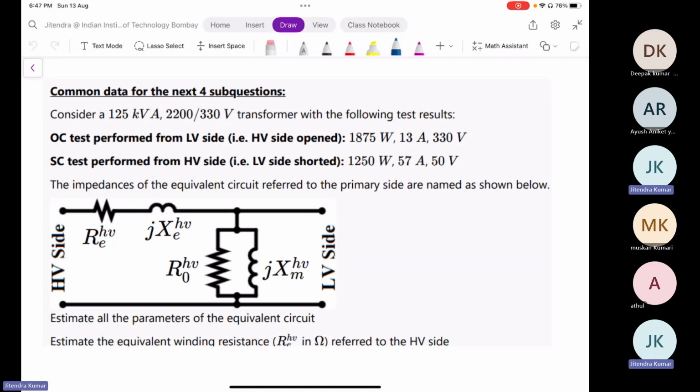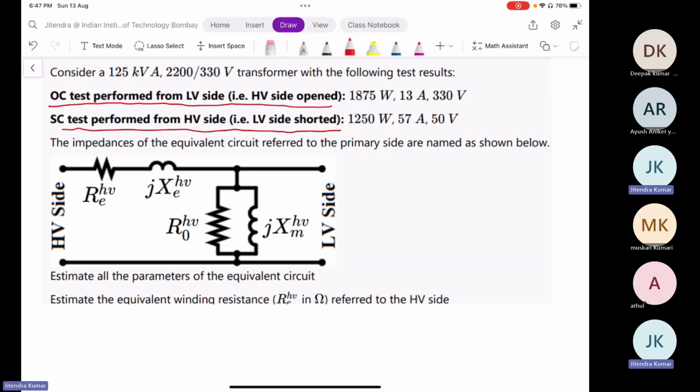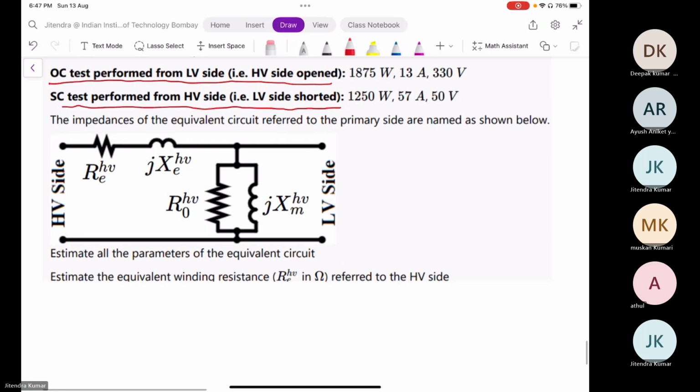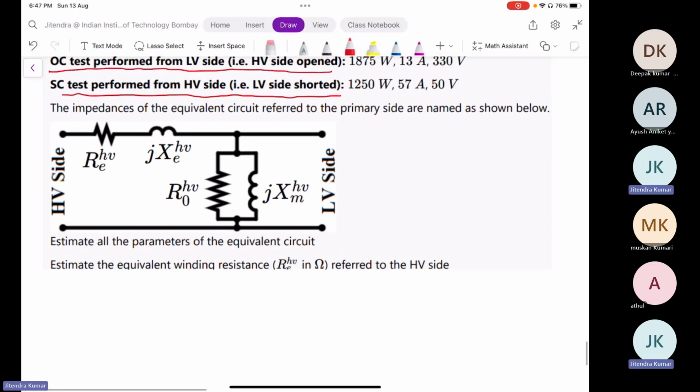So, a 125 kVA, 2200 by 330 volt transformer with following test results. Here, these are the OC test parameters. These are the SC test parameters. We have to estimate all the parameters of the equivalent circuit, along with the equivalent winding resistance referred to the HV side.